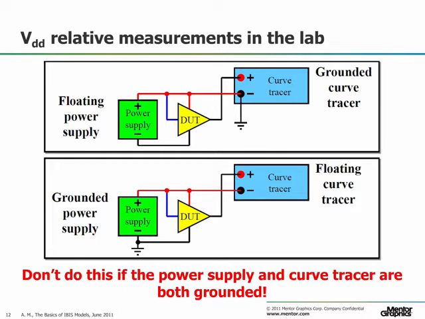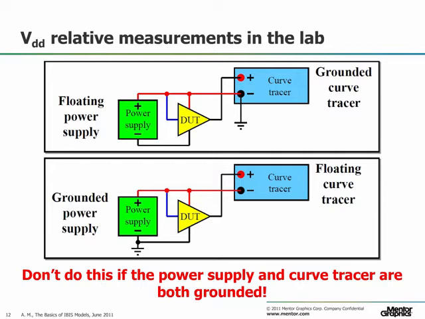On the next few slides, I would like to give you a few practical suggestions on how to perform IV curve measurements in a lab and what to watch out for. On this slide, there are two schematic drawings showing how a device under test can be connected with the power supply and the curve tracer when making VDD relative IV curve measurements. In a normal ground relative measurement arrangement, the grounds of the power supply, the device under test, and the curve tracer would all be connected together. The positive terminal of the power supply would be connected to the device under test, and the positive terminal of the curve tracer would be connected to the output of the device under test.